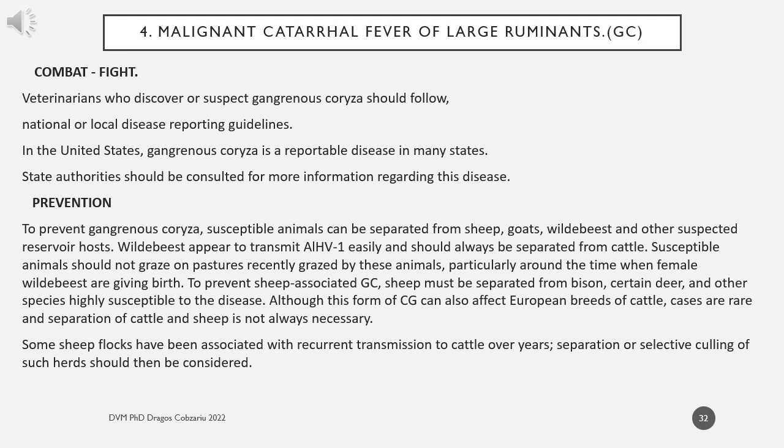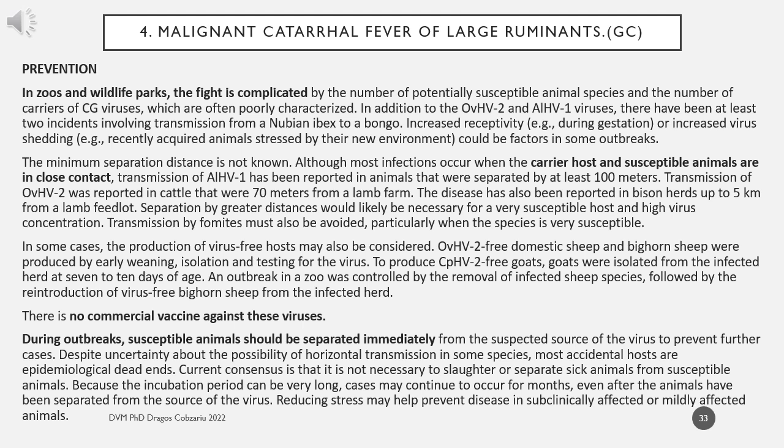Some sheep flocks have been associated with recurrent transmission to cattle over years. Separation or selective culling of such herds should then be considered. Prevention. In zoos and wildlife parks, control is complicated by the number of potentially susceptible animal species and the number of carriers of GC viruses, which are often poorly characterized. In addition to the HV2 and AL-HV1 viruses, there have been at least 2 incidents involving transmission from a Nubian ibex to a bongo. Increased receptivity, e.g., during gestation, or increased virus shedding, e.g., recently acquired animals stressed by their new environment, could be factors in some outbreaks.